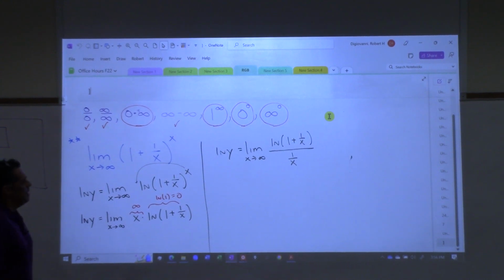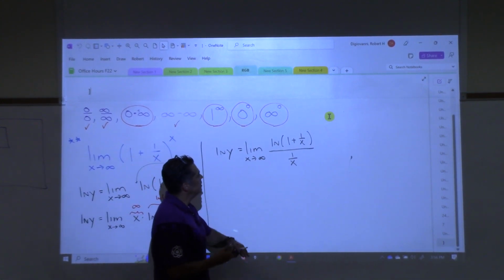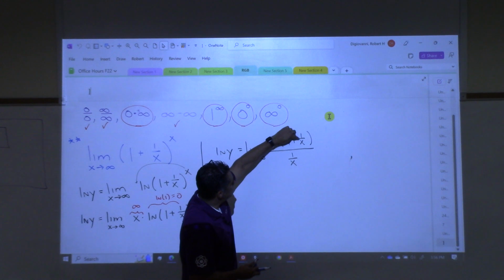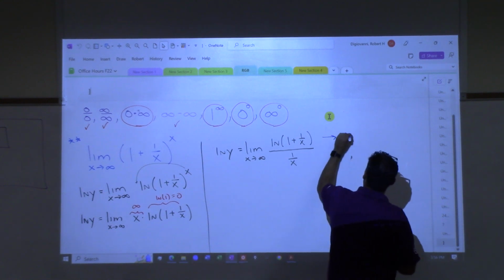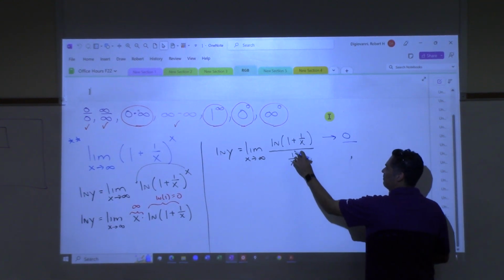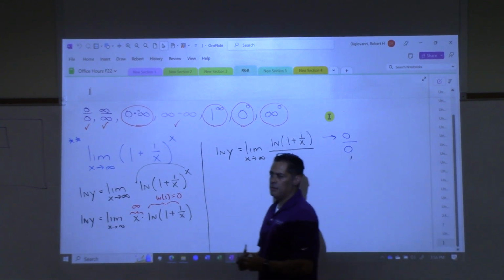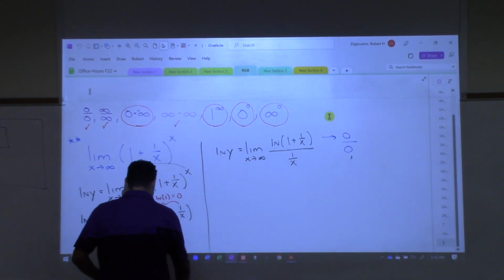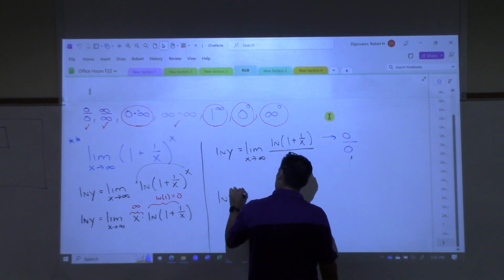And now you can check for yourself. We will check: if x goes to infinity, 1 over infinity goes to 0. 1 plus 0 is 1. Natural log of 1 is 0. The top goes to 0. And the bottom, 1 over infinity, goes to 0. And so you get 0 over 0, so you can use L'Hopital now. And as bad as that looks, it's actually not that bad.